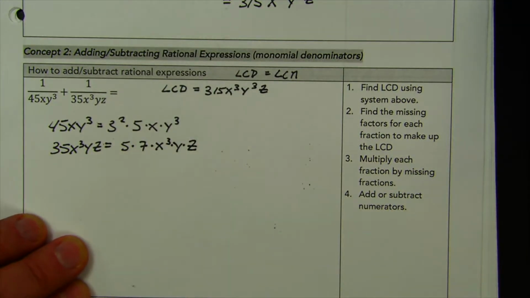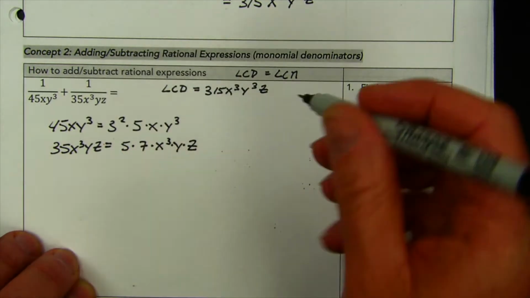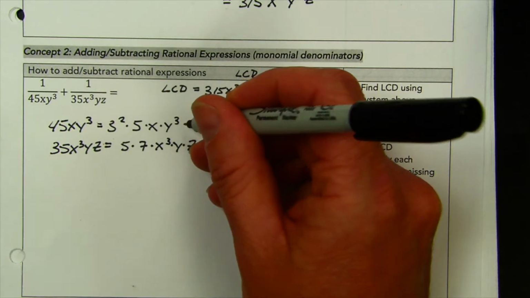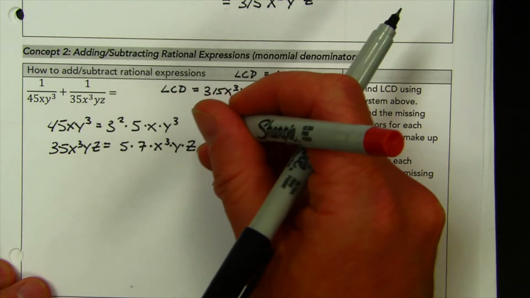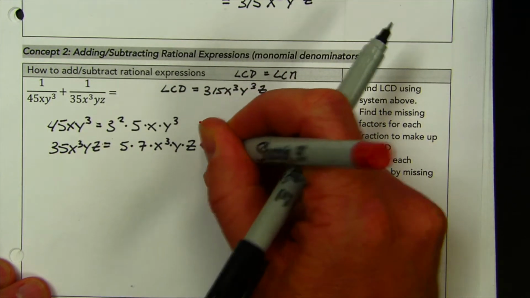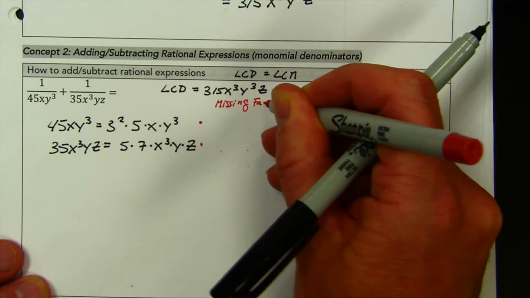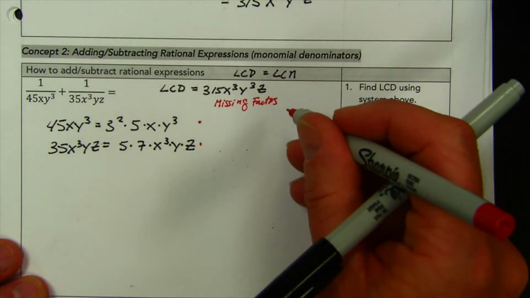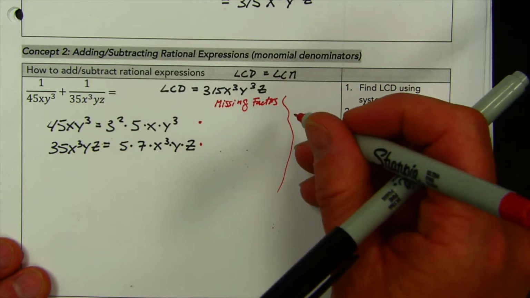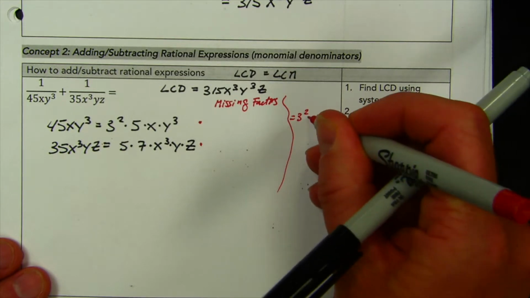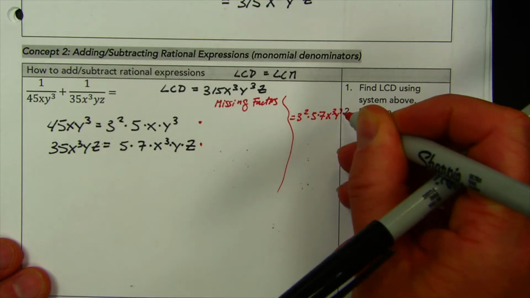Okay, so my LCD is, I'm going to write it right here, spacing things out the way I'm spacing them. I'm going to multiply here, and I'm going to color code things. I'm going to call this the missing factors. And this all needs to equal my LCD, which is 3 squared times 5 times 7 times x cubed y cubed z.